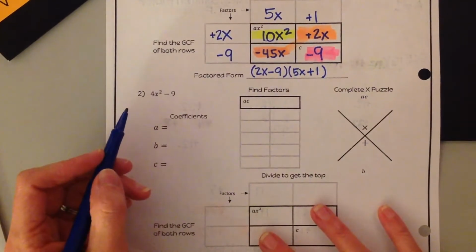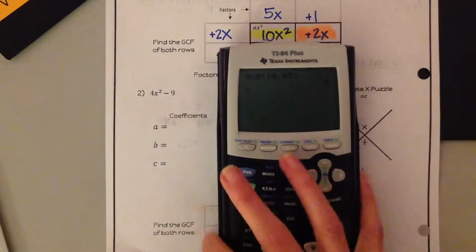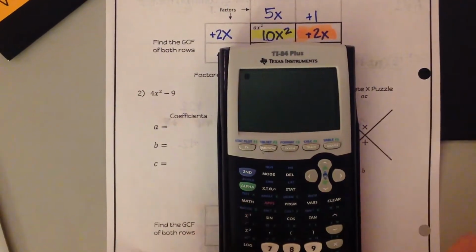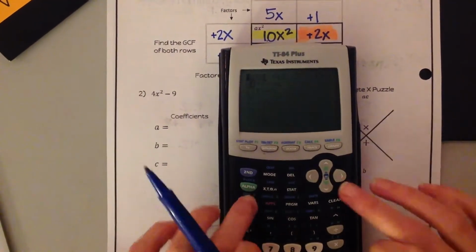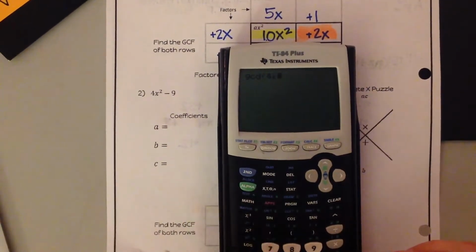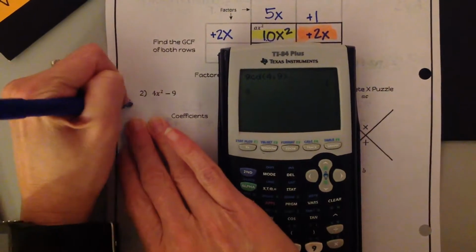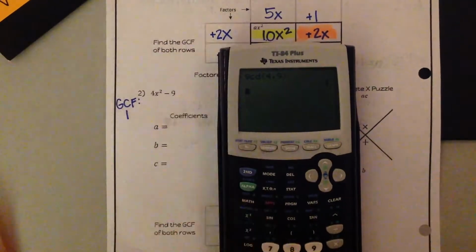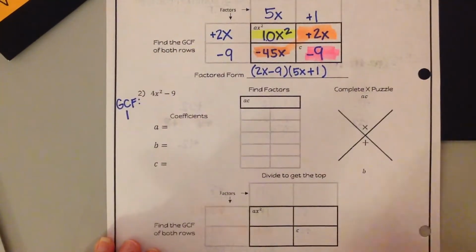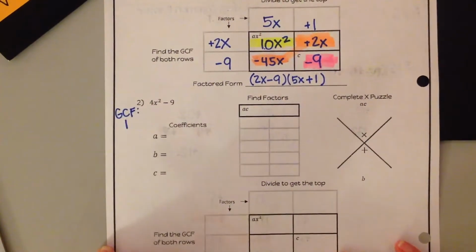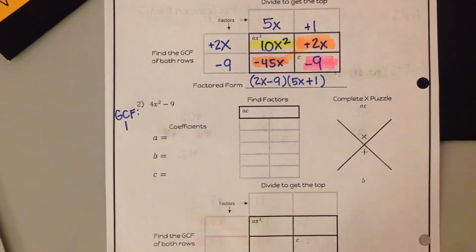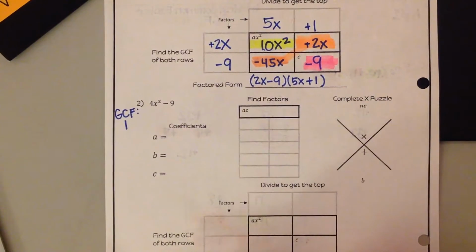We're going to look at this. I've got 4x squared minus 9. So again, I'm going to start checking my GCFs. So I'm going to do math over 9, 4 comma 9, and their GCF is 1. Now, we just worked a problem with a greatest common factor of 1, which means we're not going to divide out by any number, so we will not have a GCF in our final answer.